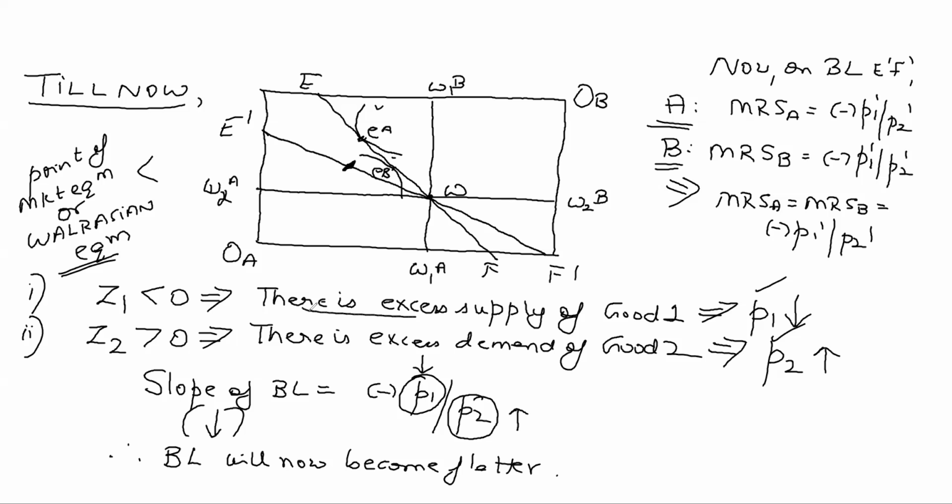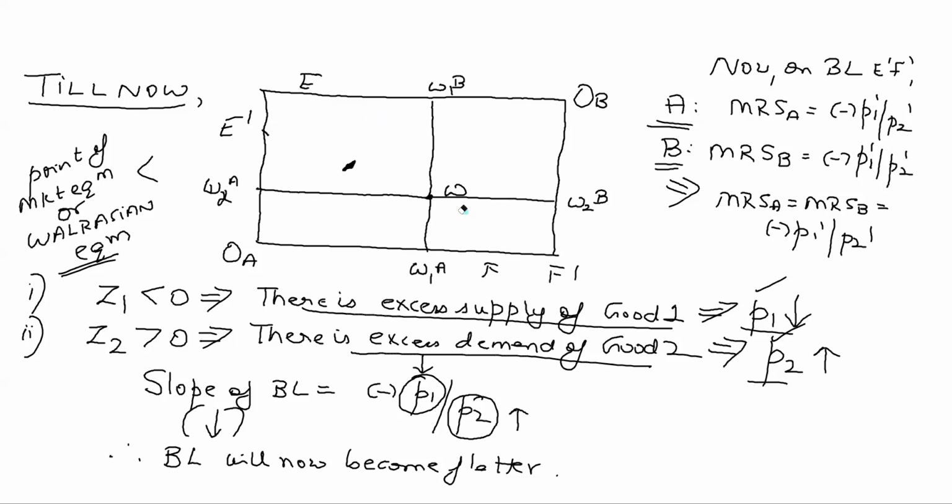This will lead to excess supply of good one and excess demand of good two, which in turn will cause the prices to change in such a way that the budget line shifts from EF to E dash F dash. The new budget line E dash F dash will still pass through the endowment. Endowment is still affordable. And on this new budget line, both ICs will eventually become tangent to each other.